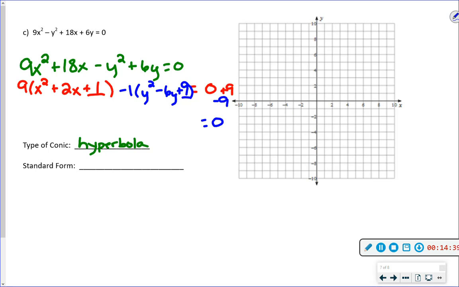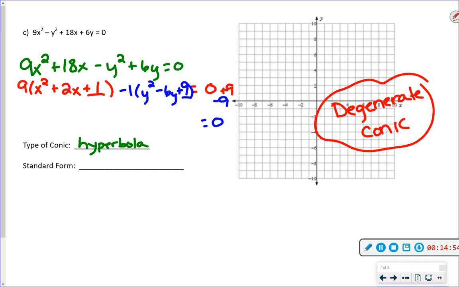You don't. Can I set it equal to 1? No. This is what we call a degenerate conic. If you cannot make it equal 1, you physically can't get the math to work out, you have what we call a degenerate conic.